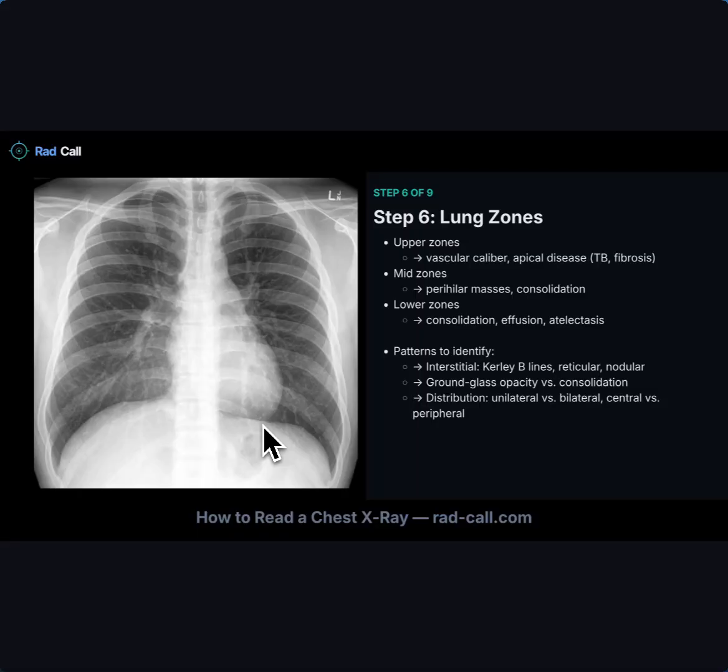I'm looking for certain patterns when I'm looking at lung parenchymal disease: interstitial patterns, Kerley B lines, reticular nodular opacities versus ground glass or hazy opacities. And then, of course, the distribution. Is this a unilateral process? Is this a bilateral process? Is it particularly perihilar or central or predominantly peripheral? These things are all going to change your differential as to what might be causing that opacity.